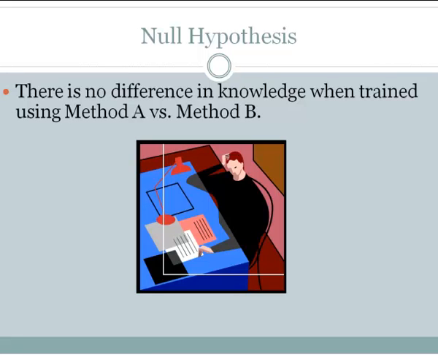Notice that I did change one little word compared to the example. There is no difference in as opposed to there is no difference between, because it kind of didn't make sense to write it that way. So you can manipulate that 5th word if you want to. Technically you would be correct if you wrote there is no difference in knowledge based on training, but a more complete version of the null, and what I would expect you to write is what you see in front of you. I want you to give the reader some indication of what are the levels of your independent variable.